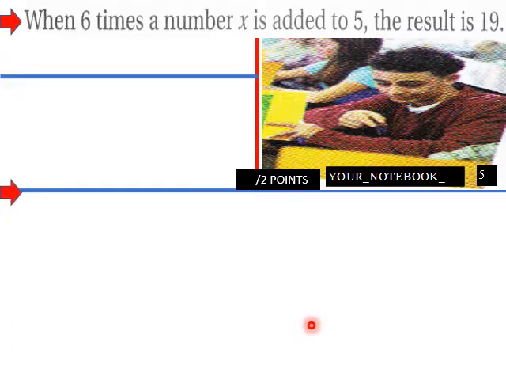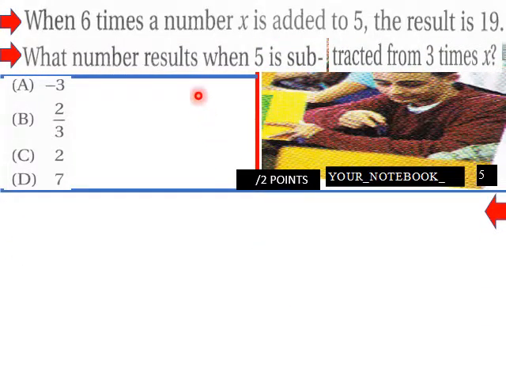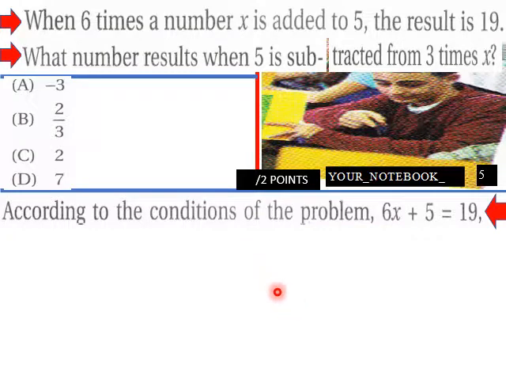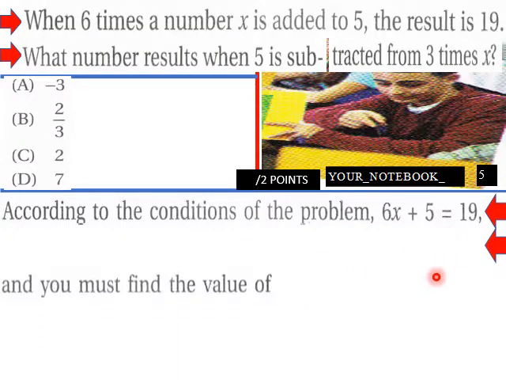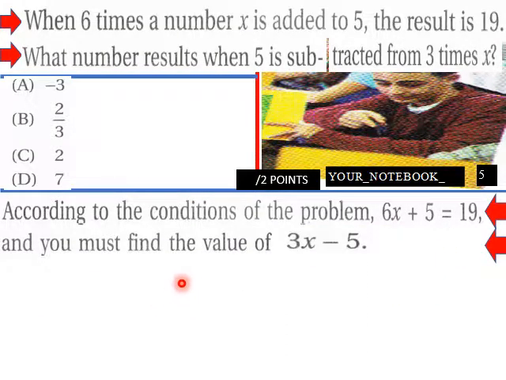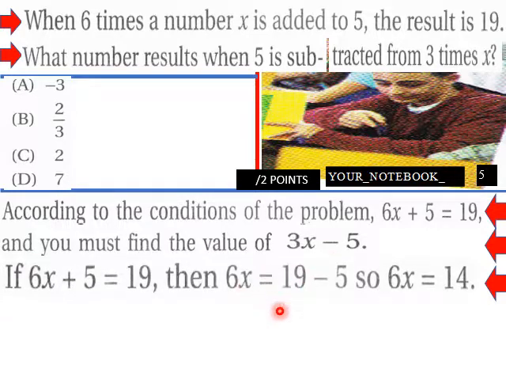Then page 5 of our lesson here. When 6 times the number x is added to 5, the result is 19. What number results when 5 is subtracted from 3 times x? So according to the conditions of the problem, that is our equation. You must find the value of 3x minus 5.